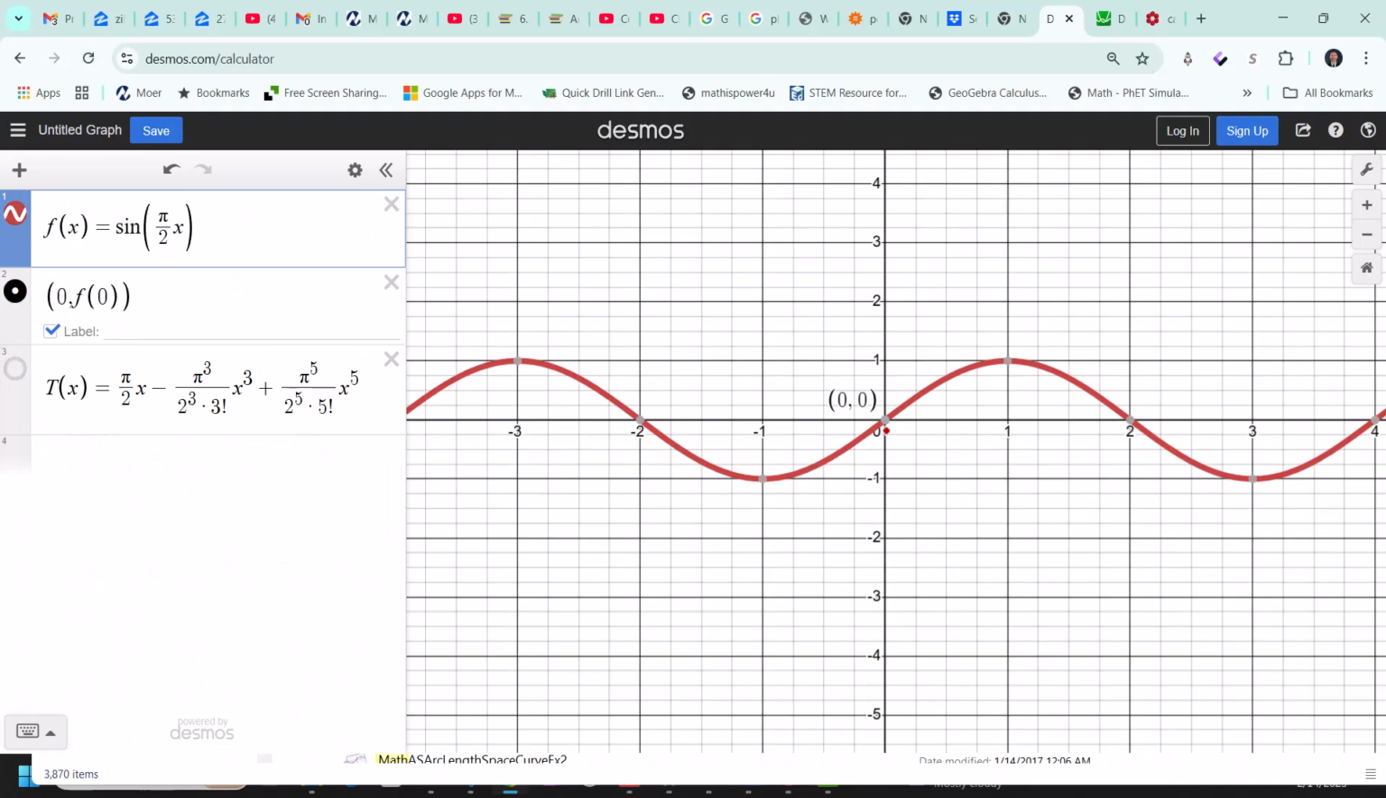In red, we have the graph of the given function f of x equals sine of pi divided by 2 times x. And now in blue, we'll graph the first 3 terms of the Maclaurin polynomial. And notice the Maclaurin polynomial is an excellent approximation for the function around the point 0, 0. In fact, because the series converges for all real numbers, as we add more and more terms to the Maclaurin polynomial, it would perfectly match the given function.